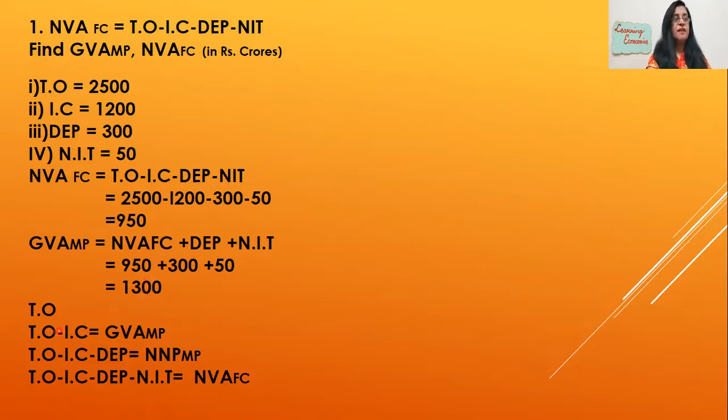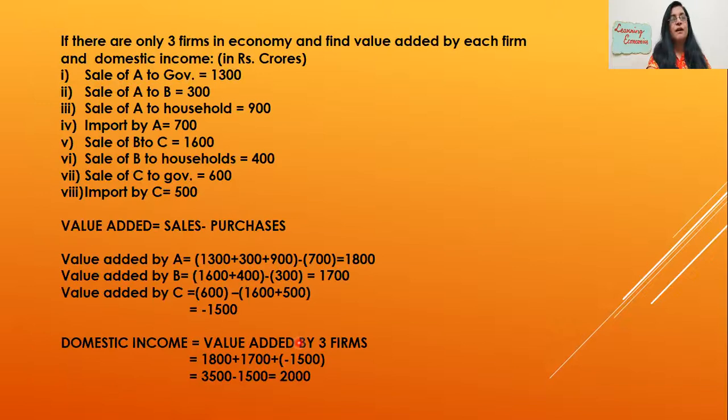So if you see, if we are doing total output minus intermediate consumption only, you will take 2500 minus 1200. Then again you are getting 1300. I hope that you have understood this. So these are the various steps: total output minus intermediate consumption gives GVAMP; total output minus intermediate consumption minus depreciation is equal to NVAMP; and total output minus intermediate consumption minus depreciation minus net indirect tax, you get NVAFC. So this is the net value added method which you should know.